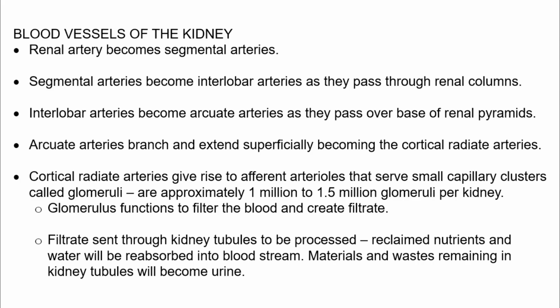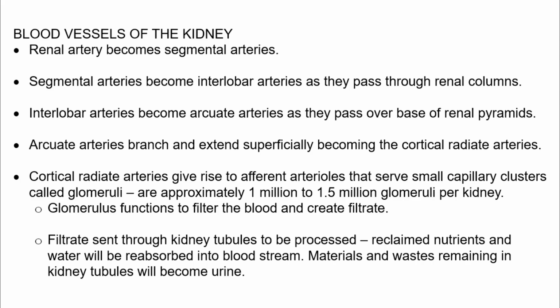The interlobar arteries become the arcuate arteries as they pass over the broad base of the renal pyramids at the junction between the renal cortex and the renal medulla. The arcuate arteries extensively branch superficially into the renal cortex, giving rise to the cortical radiate arteries. The cortical radiate arteries branch to become the microscopic afferent arterioles, which serve the tiny capillary clusters called the glomeruli.